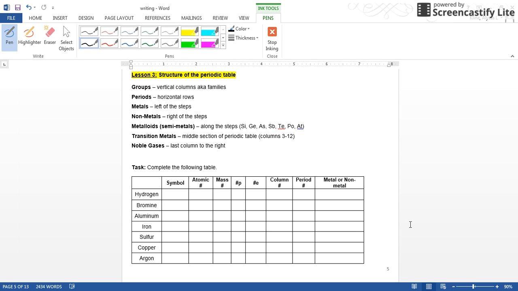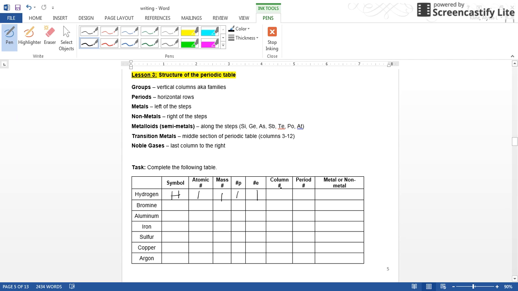So if we look at hydrogen, for example, hydrogen is the very first thing you come across in the periodic table. Its symbol is H. Atomic number for hydrogen is 1. That's the number of protons and electrons, so as soon as you fill those in, those will be even. The mass number here is also 1. Hydrogen's a bizarre element in that sense that those are the same.